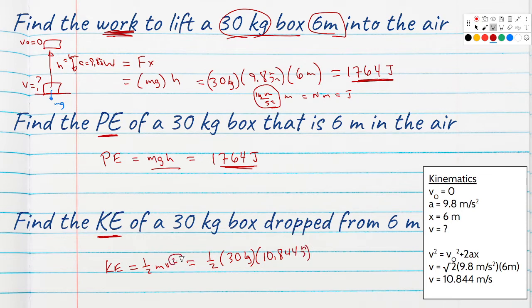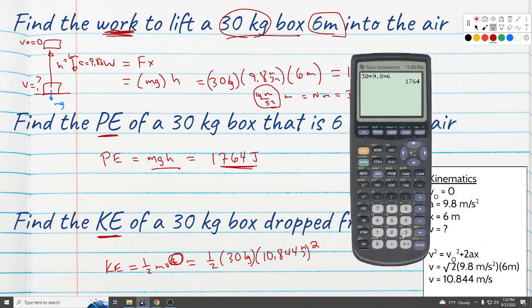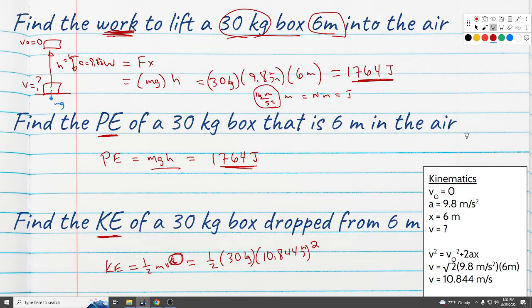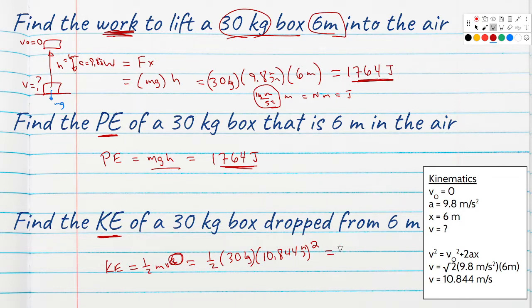It says I have to square that right there. It's so easy to lose that little squared, so watch out for that. But here I could come along and go 0.5, that's the 1/2, times 30 times 10.844 squared, and there's my 1764 joules again. It's still all there. It has to be. Where would it go? Where would I get more? It has to be the same number all the way around.